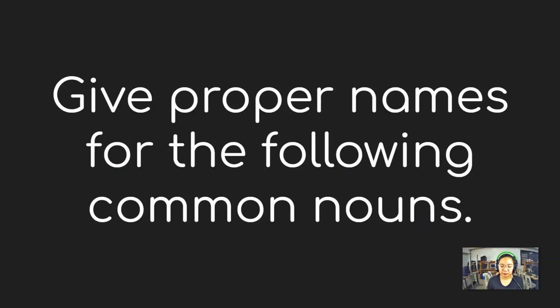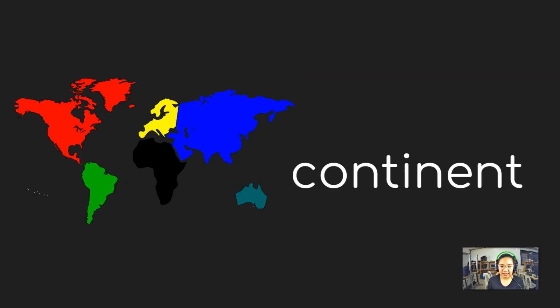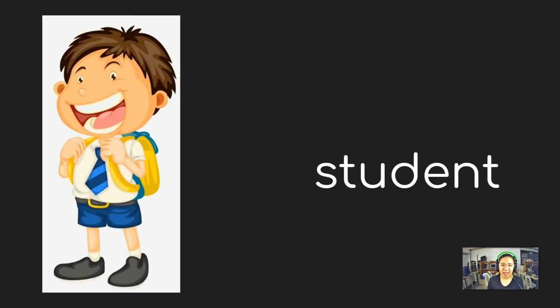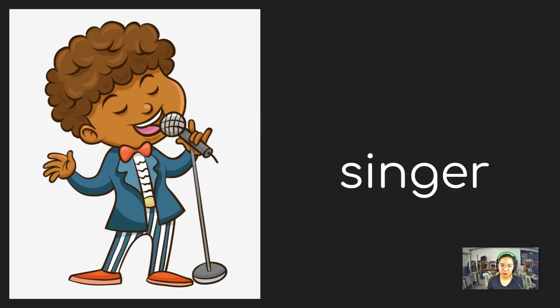Now let us try. Here is what you are going to do. You are going to give proper names for the following common nouns. I'm going to show you some pictures with their common names, and then you are going to give me their proper names. First is a picture of a phone. Do you know any brand? Next is a continent. Can you please name this student? How about your favorite restaurant? And for the last one, give this singer a name.